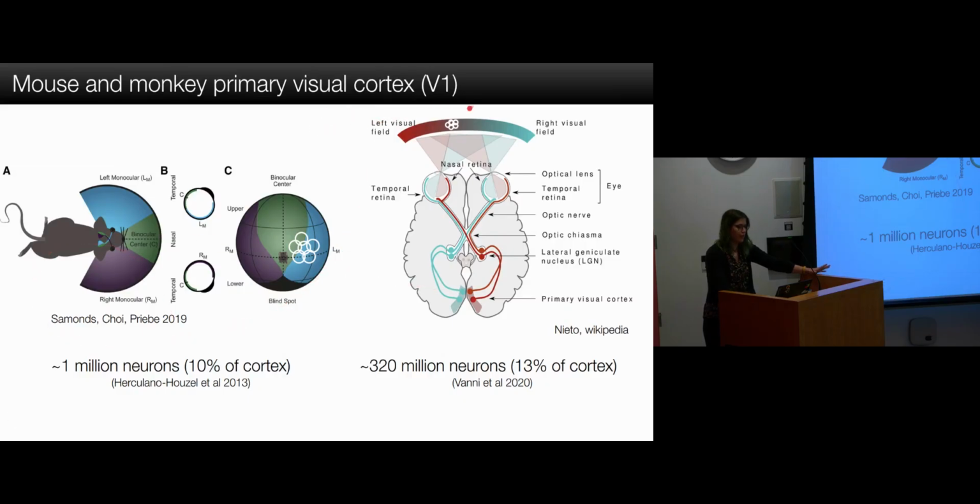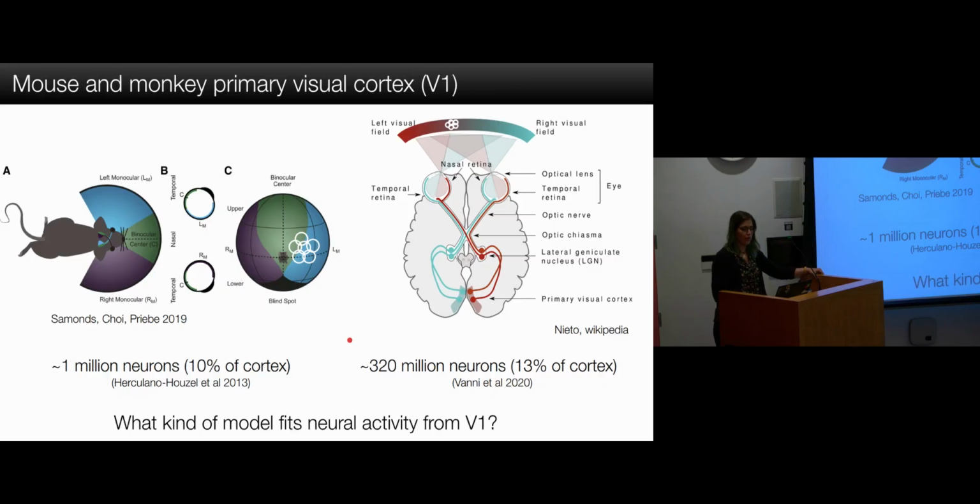Basically, V1 we think is an important area because there are a lot of neurons in cortex dedicated to it. It's about 10% of cortex in mice and 13% of cortex in macaques, just in V1 alone. So it's a lot of neurons dedicated to visual processing, and so we wanted to know better what kind of model fits neural activity from V1.